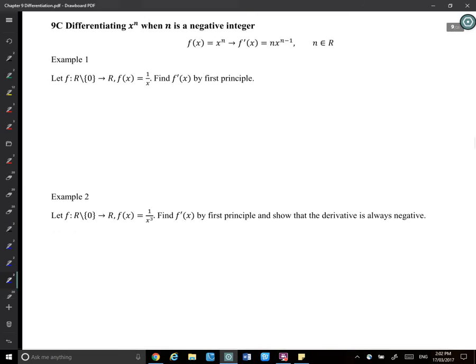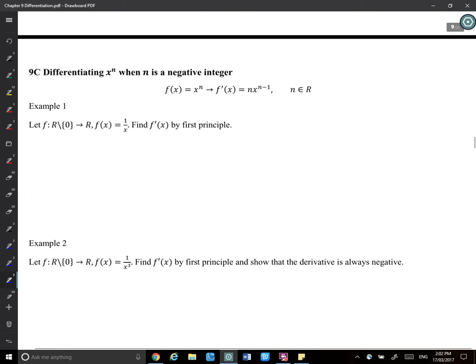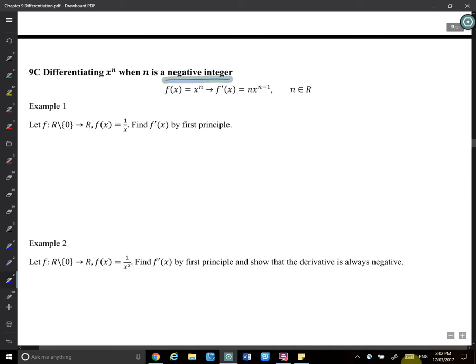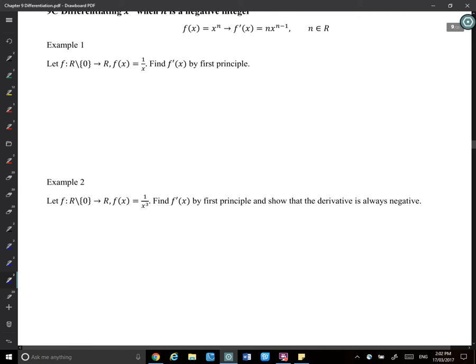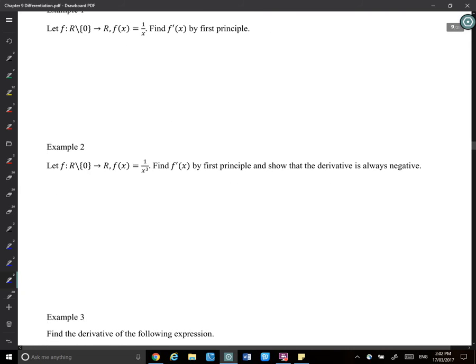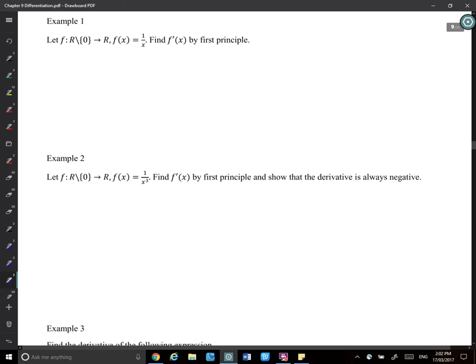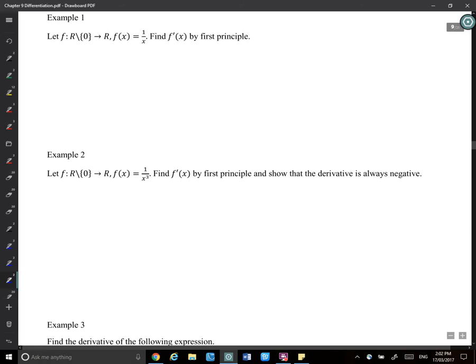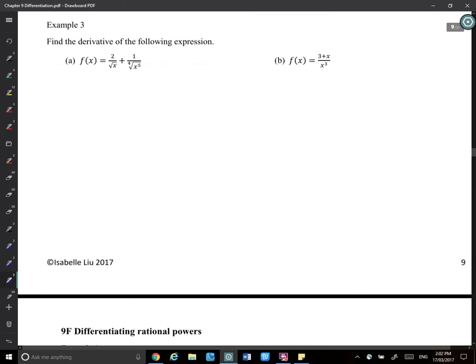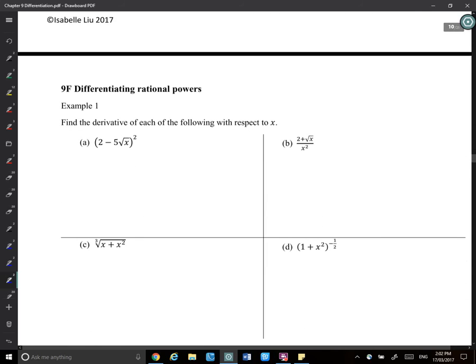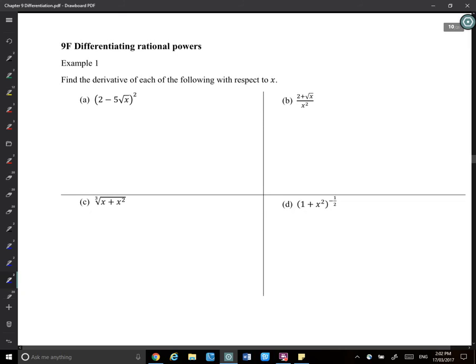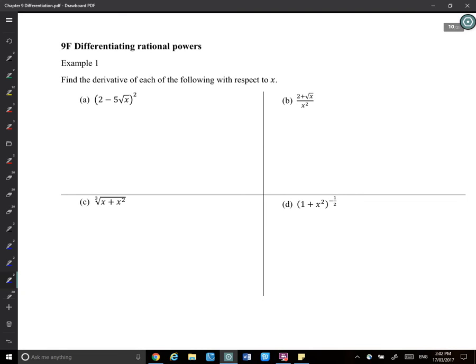Again, you will have negative integers. I really don't like the book. I just put that as some practice. So you have more practice here, and you also will practice on first principles, and you will work on that. It's all your weekend homework, okay? Weekend homework. And then again, C9F is differentiation of rational powers.